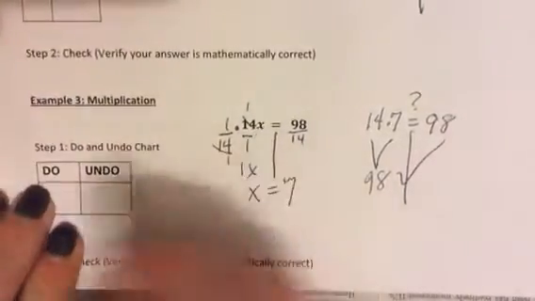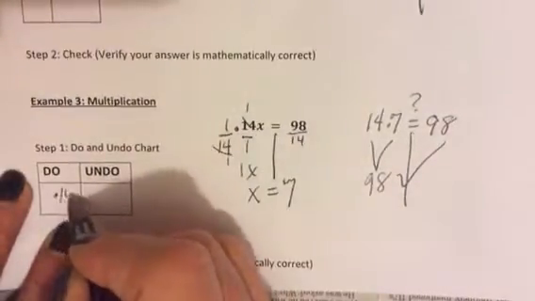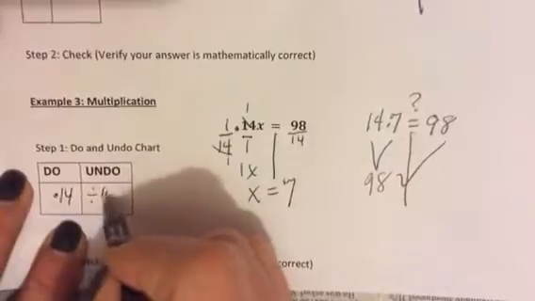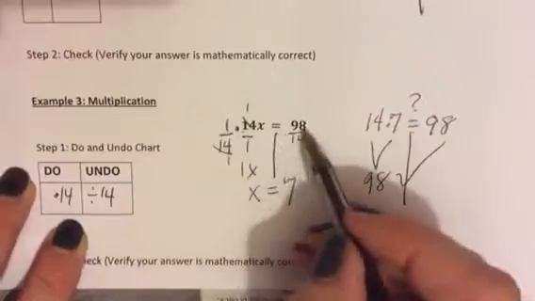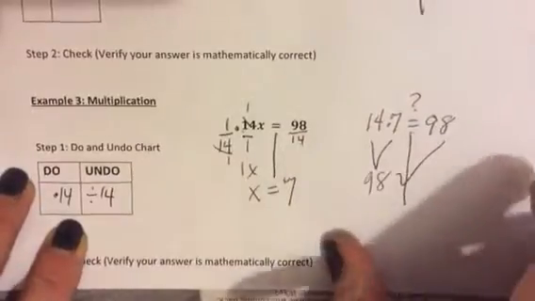Here for the do-undo, we say multiply by 14, the x, so we divide by 14. Multiplying by 1 over 14 is the same thing as dividing by 14. Okay, if you'll turn your paper over for the next example.